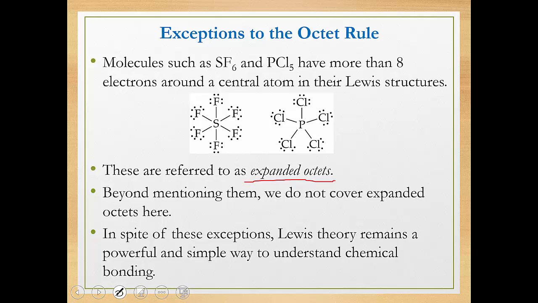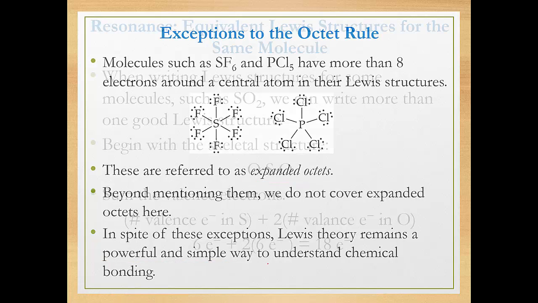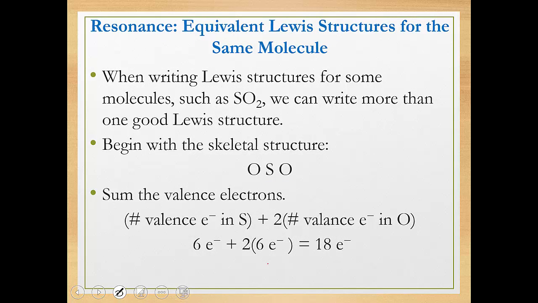Okay? So in spite of the exceptions to the rule, Lewis theory becomes a very powerful and simple way for us to understand how and why elements are going to bond together, and then those molecules that are formed, how they're going to then come together and bond with something else. It's understanding the movement of those electrons.